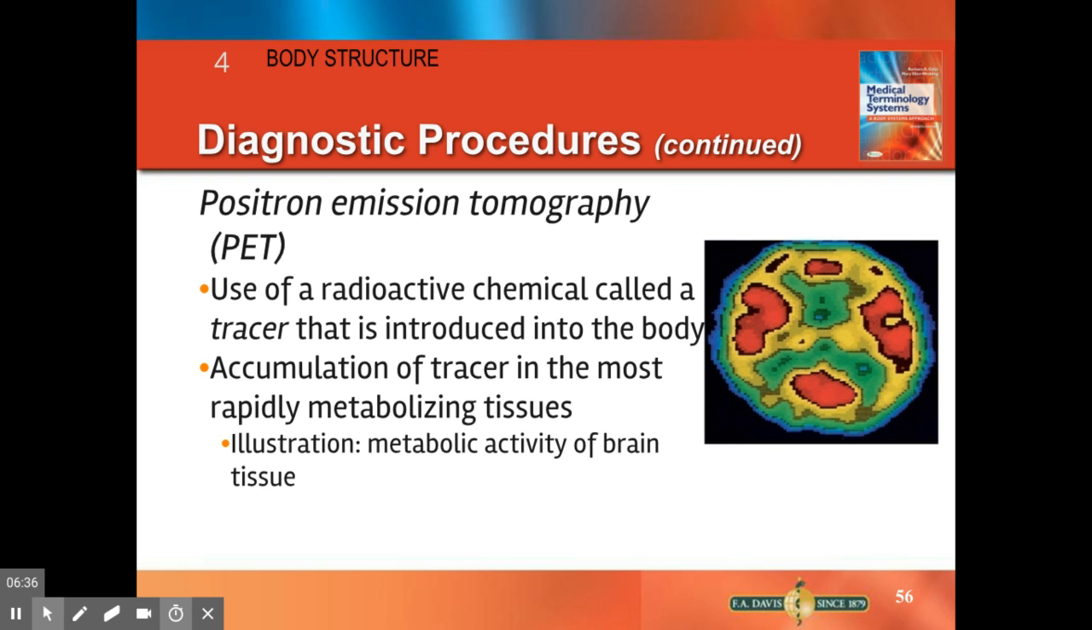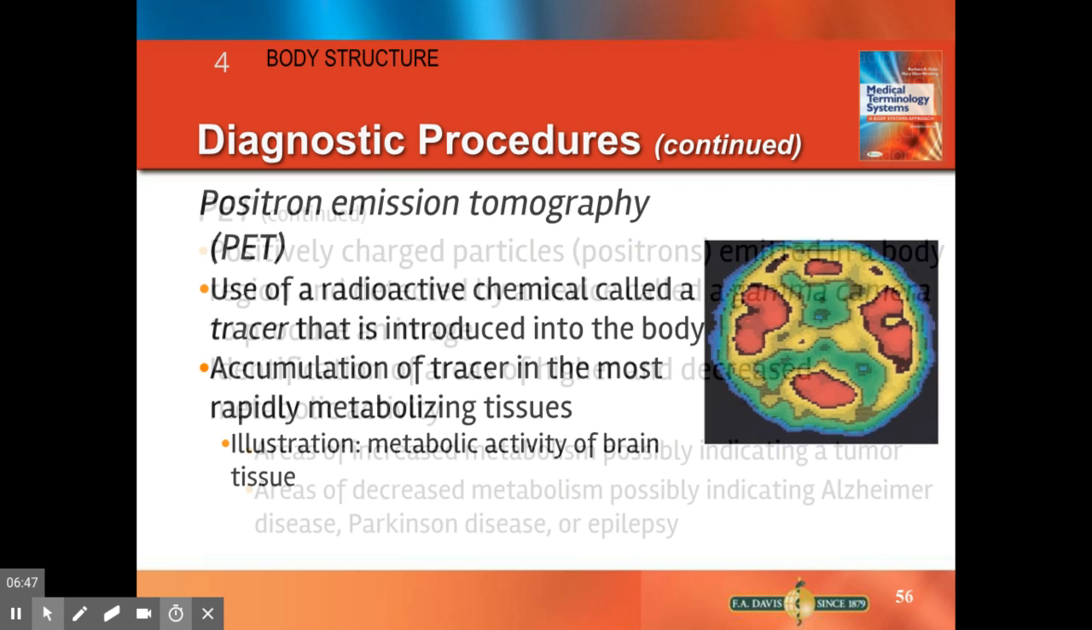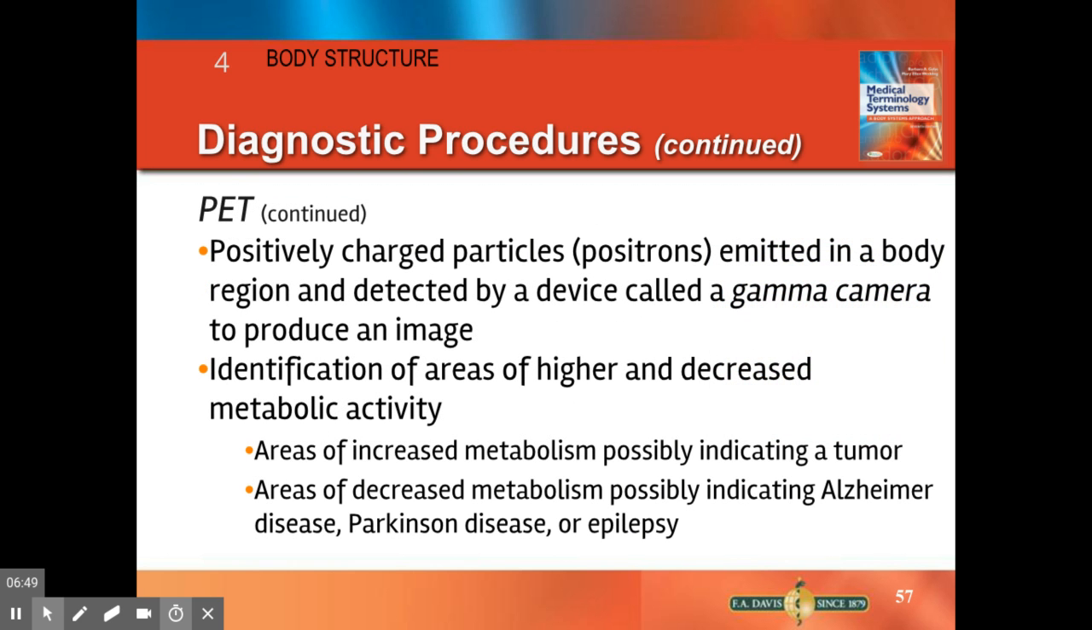And what you're seeing there is metabolic activity of brain tissue. So we can do PET scans of the brain and see how cells are reacting as well. In a PET scan, positively charged particles, or positrons, are emitted in the body region and detected by a device called a gamma camera, and it produces the image.